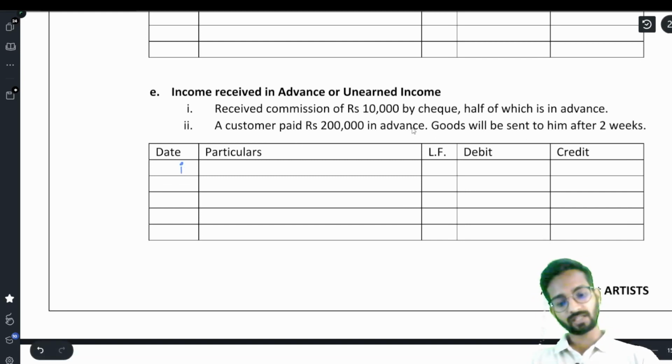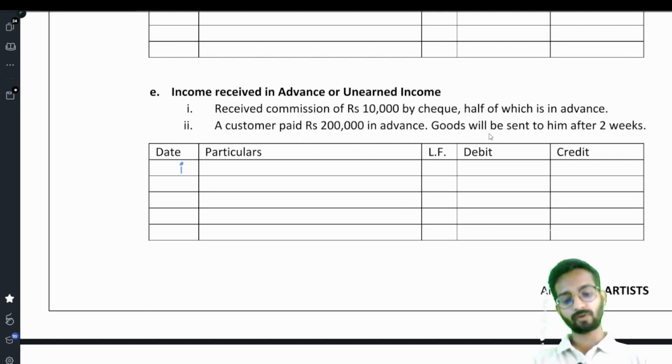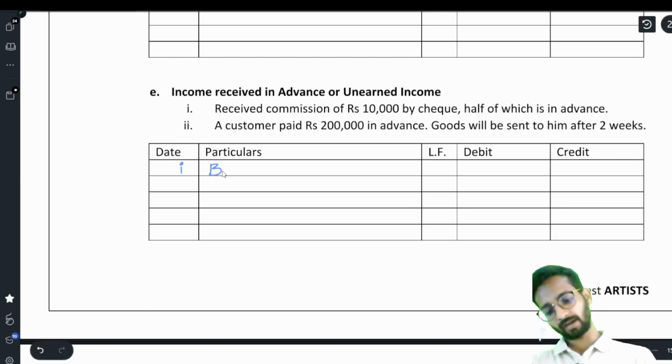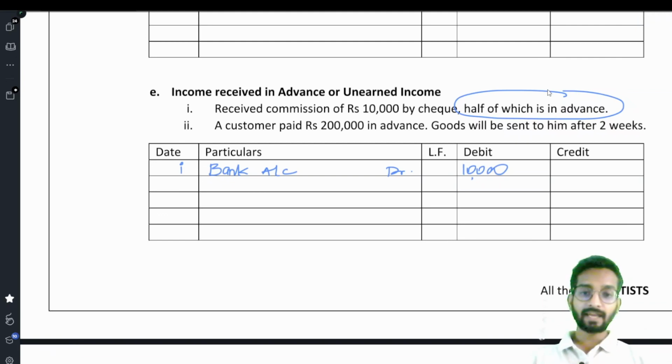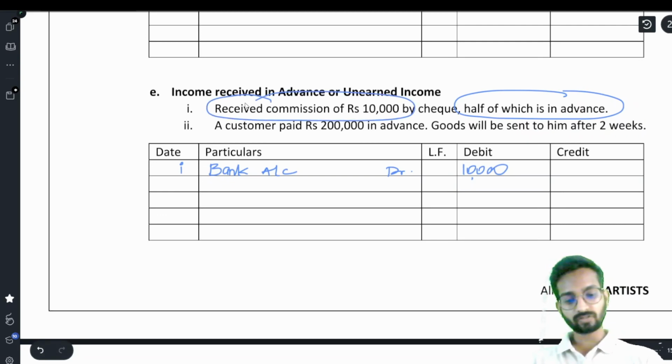Received commission of rupees 10,000 by check, half of which is in advance. It means I have received commission of how much? 10,000. So I will write here bank account debit 10,000 rupees. Simple. They are saying half of which is in advance. It means what? I have earned 5,000, but I have received 10,000.